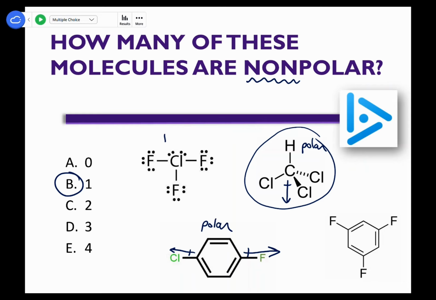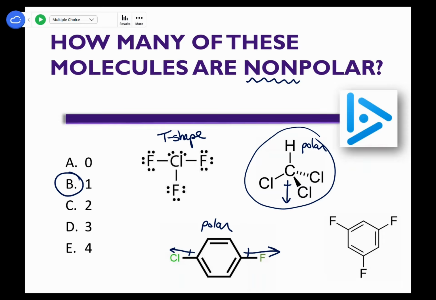For here, we need to recognize the shape for this one. We have 5 regions of electron density in this Lewis structure, which tells me I need to pull out my trigonal bipyramidal shape. 2 of these regions are non-bonding, so I pay attention to what's left and I see it's T-shaped.